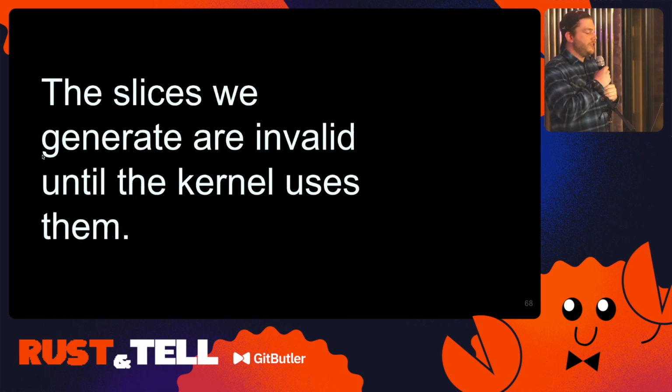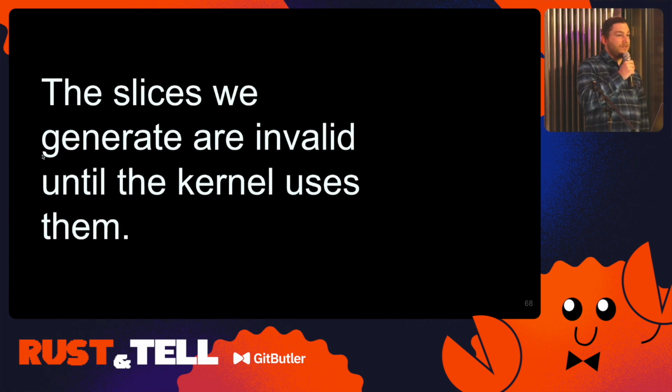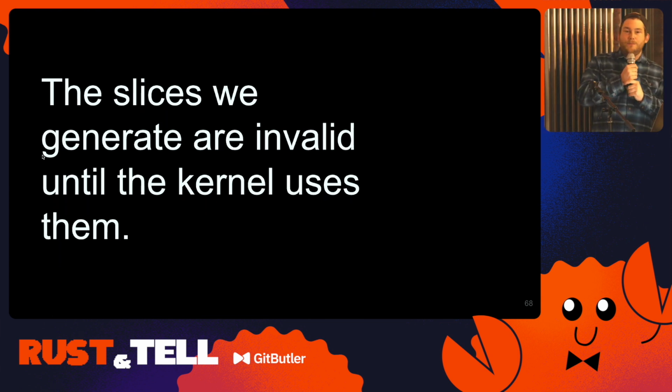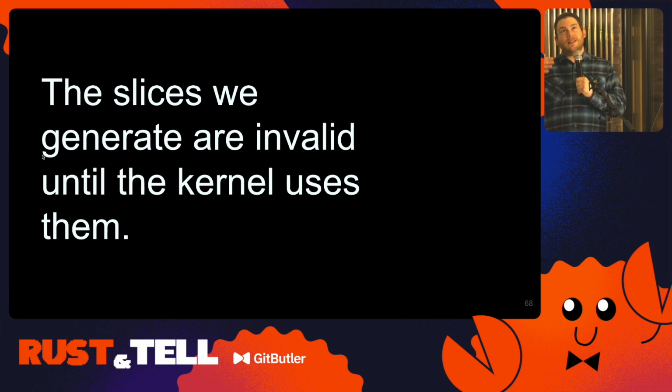Because slices that we generate are not valid until the kernel can use them. They're not pointing to valid memory half the time, or most of the time. There's no guarantee that they're pointing to the right memory. The pointers that we generate that have to be allocated, that we write to in the boot stage, are valid. But when we also write the pointers that live in, this is the hard part to explain, so bear with me.